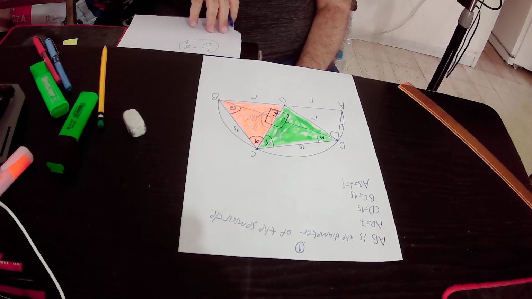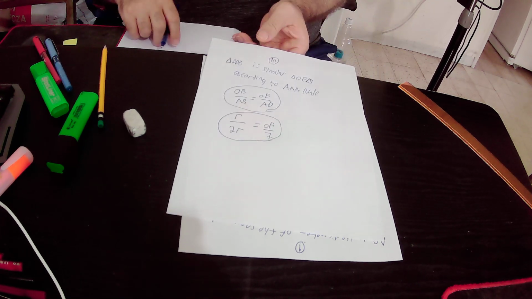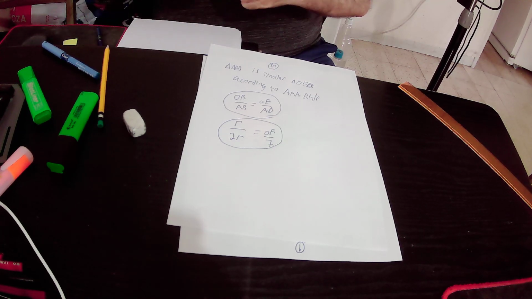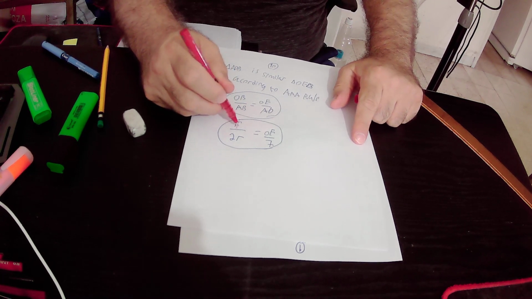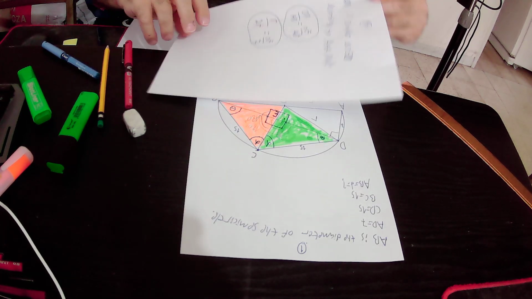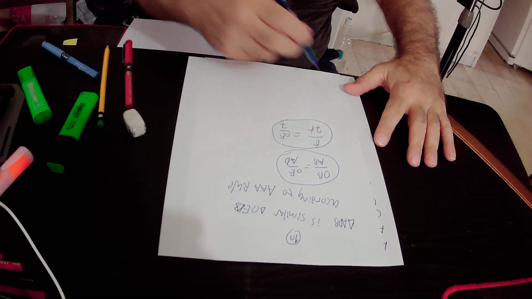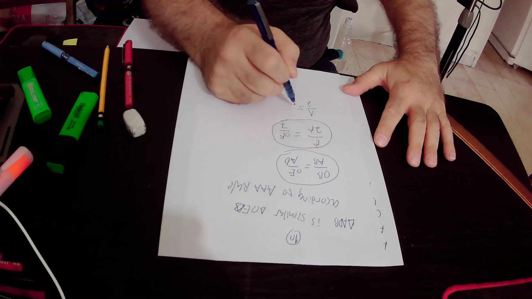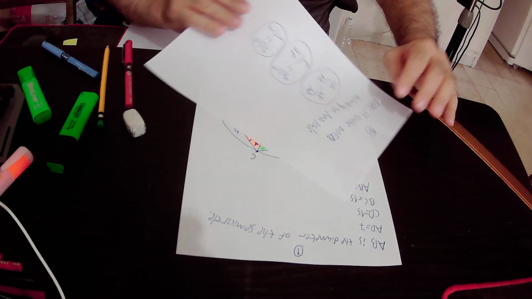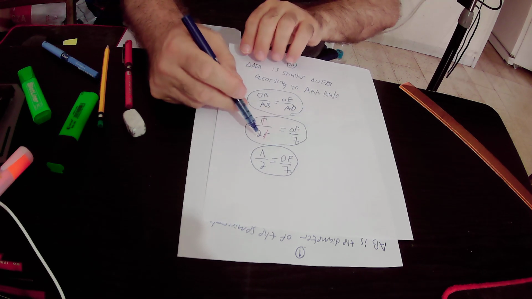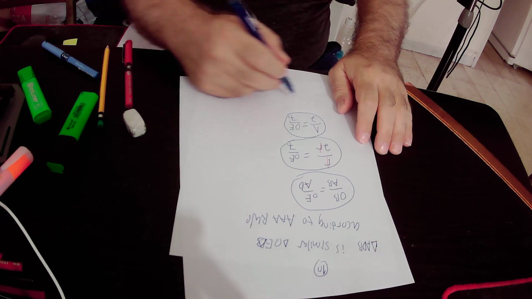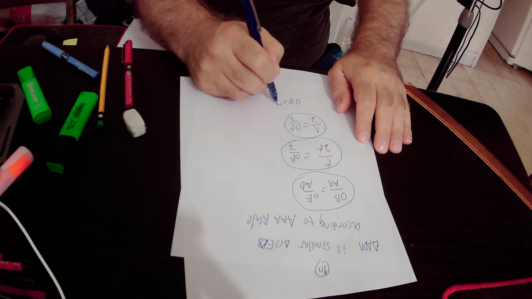So in total, we found that R over 2R equals OE over 7. R over 2R is 1, so R is cancelled. So in total, we get that 1 over 2 is equal to OE over 7. Here we multiply this equality by 7 in order to get the value of OE. We get that OE equals 7 over 2 units.